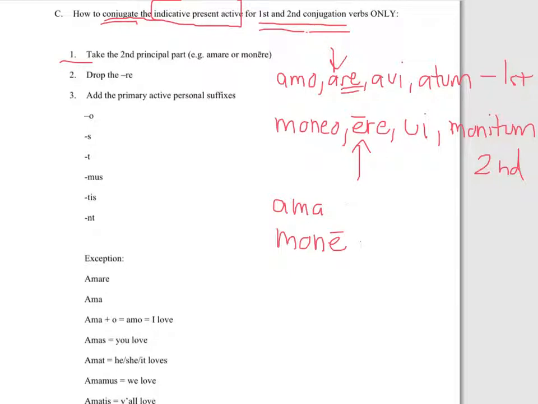Then for the first conjugation, you're going to add O. Now this is the sole exception to this process. AMAO doesn't exist in Latin. The two vowels, when they come together, cancel each other out in effect, and the A disappears. That's the sole exception to this process. It happens very much in English too. When two vowels come right next to each other, they're generally slurred together.